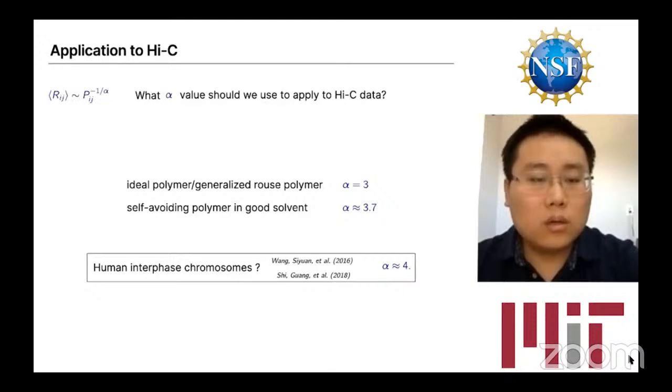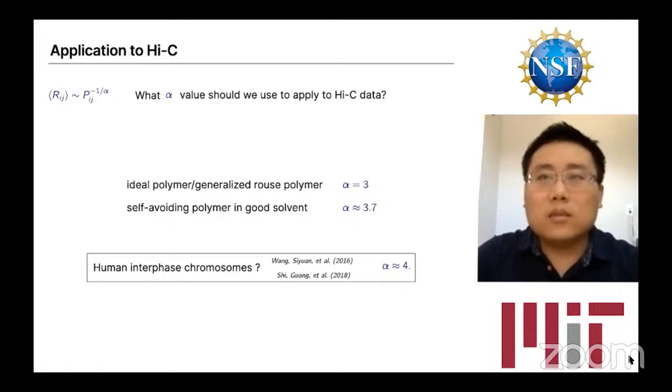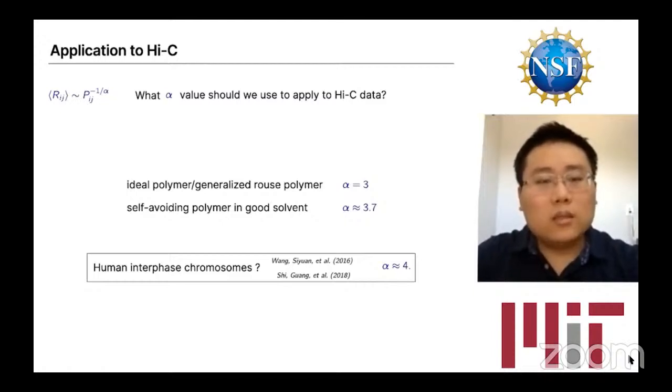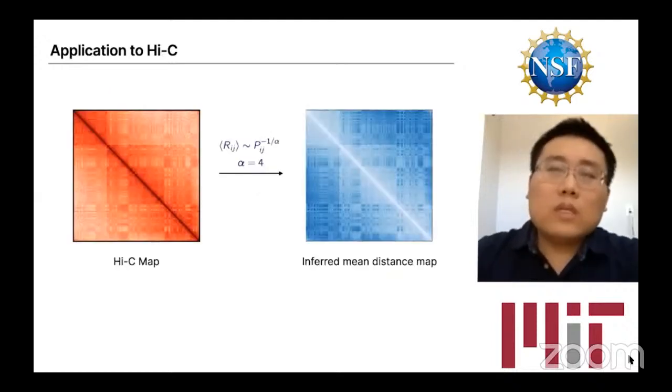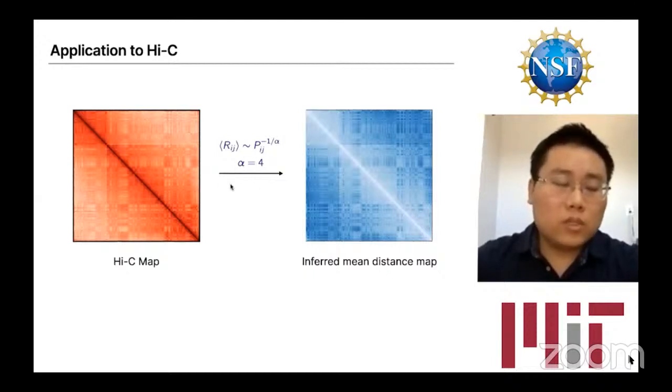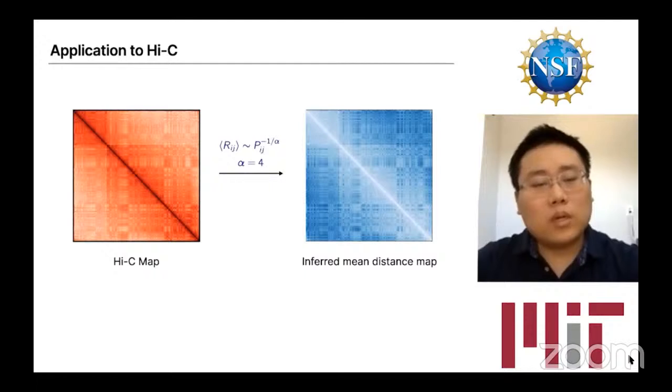We know the alpha value for an ideal polymer or self-avoiding polymer. However, for chromosomes, it is not known theoretically. Fortunately, in this experimental work, the authors measured the pairwise distance and compared those to the Hi-C measured contact probability, and they found that the pairwise distance Rij and the contact probability Pij do have a power law dependence, and the value of alpha is about 4. We also confirmed this value using a simulation study using a copolymer chromosome model. So once we have this power law relation and the value of alpha, we can straightforwardly convert the Hi-C contact map to an inferred mean distance map. And we believe this is a good starting point because it contains the direct information about the distance between both sides.